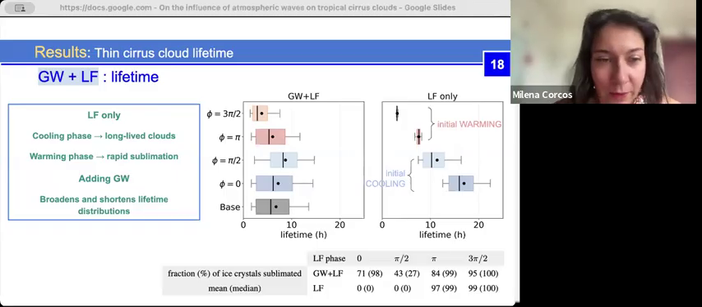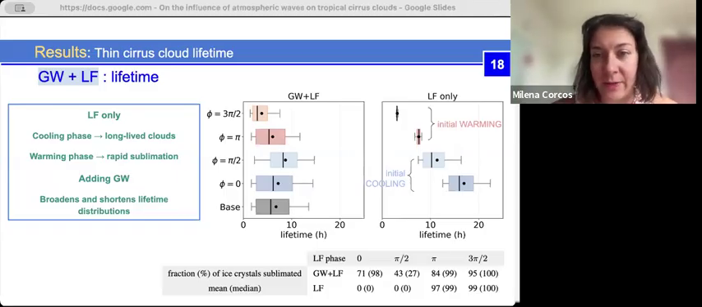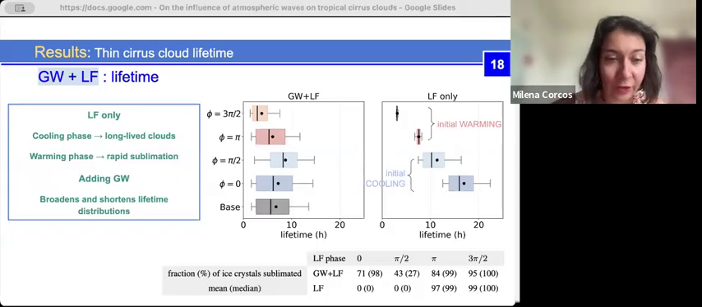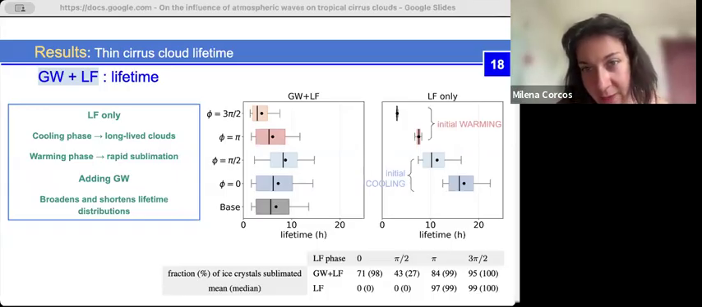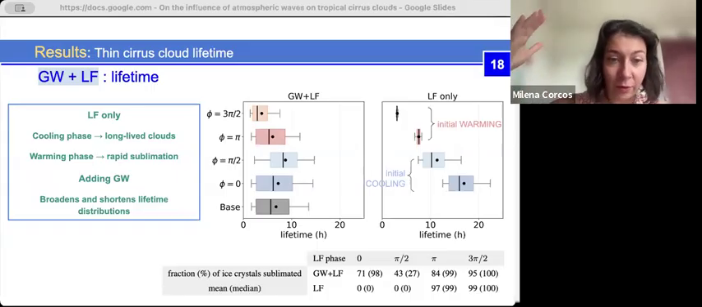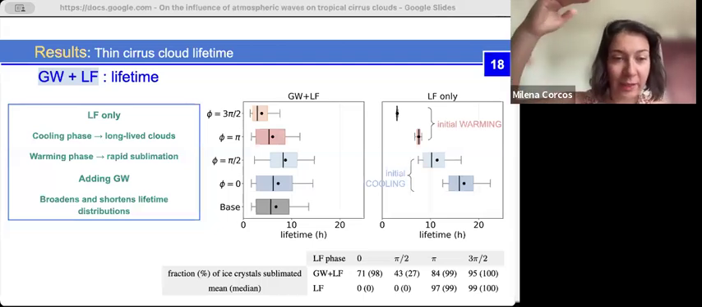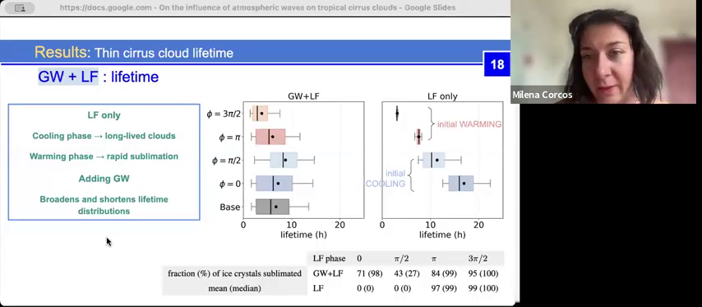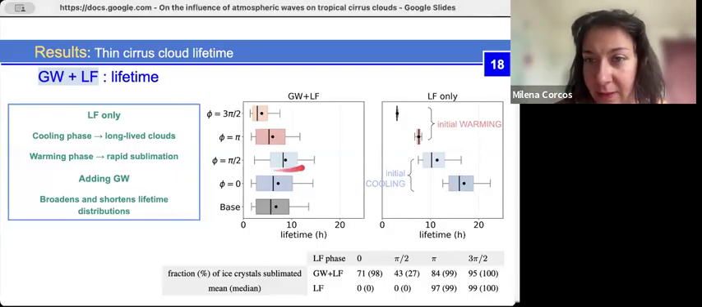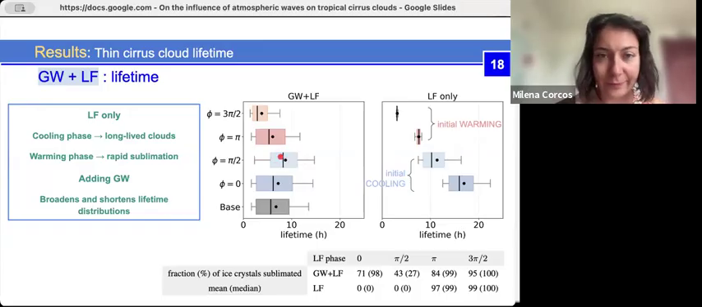Very quickly, if I give you an example, for phi equals 0, the low frequency cooling is initially weak, as we mentioned. So the gravity wave induced warming event can counteract it quite easily. Whereas if we go to phi equals pi over 2, we start with a stronger cooling. And so the overall result gives the longest lifetime when we start with a strong cooling from the low frequency wave and when we add the gravity waves, as you can see by this box plot here.